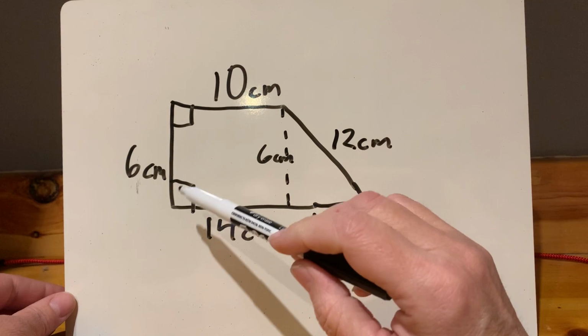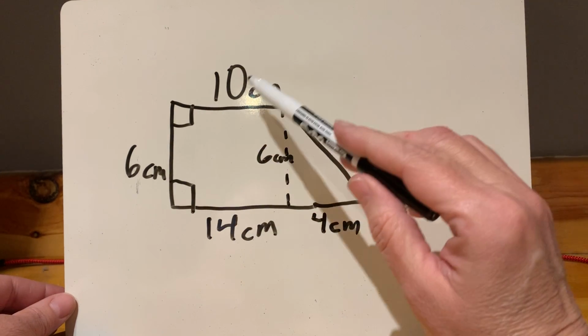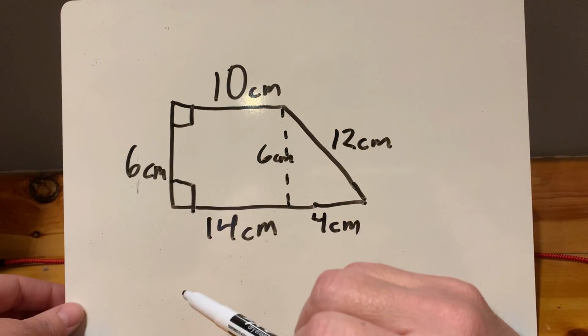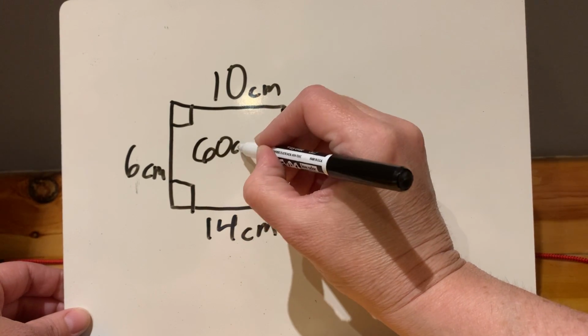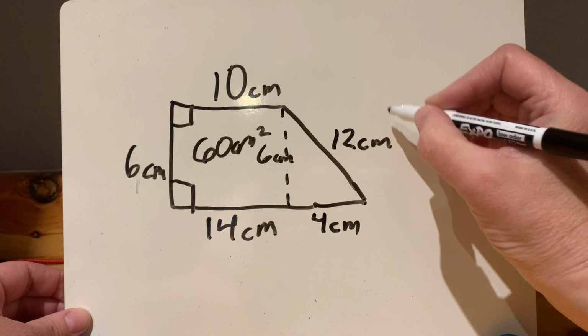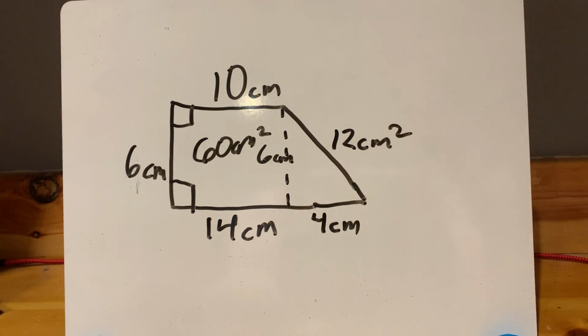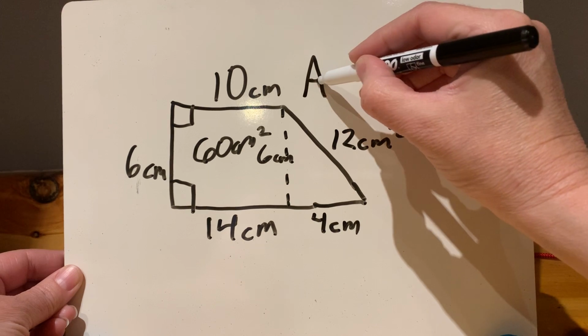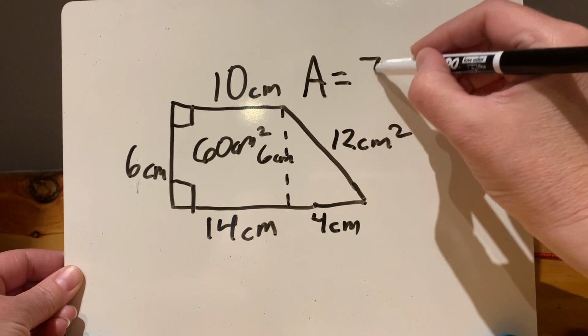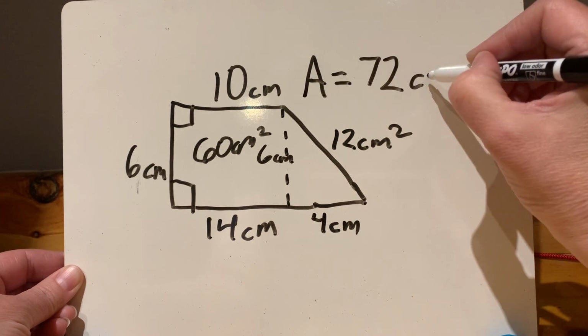And here we have a rectangle that is 6 centimeters by 10 centimeters. When we multiply those together, we find the area of this rectangle is 60 centimeters. And I'm sorry, that is centimeters squared. When we add 60 and 12, we find that the area of this complex shape is 72 centimeters squared.